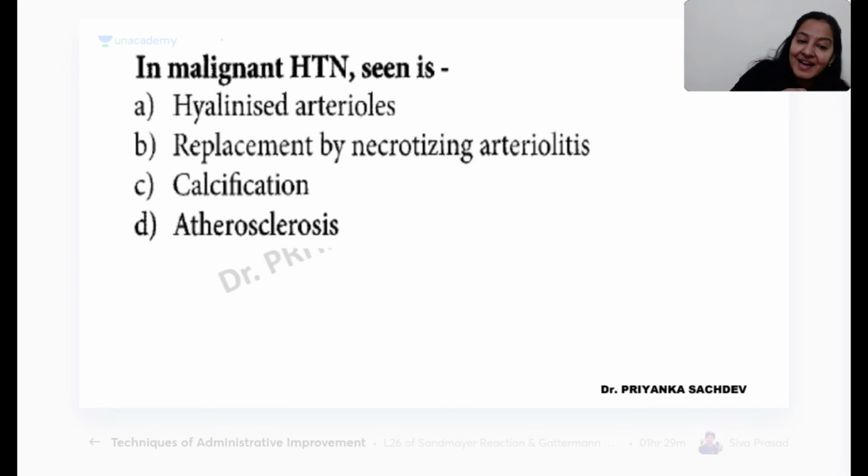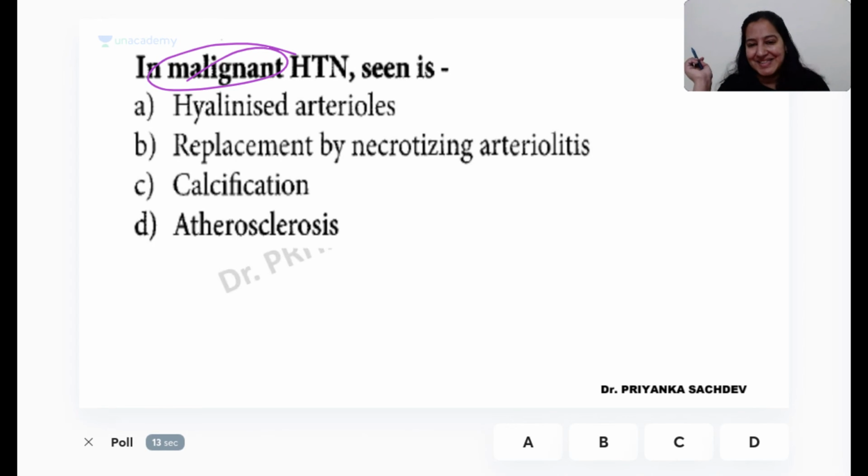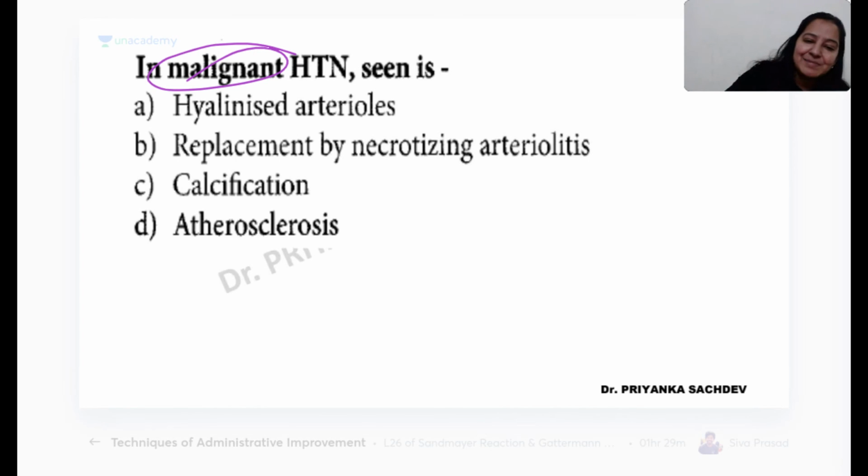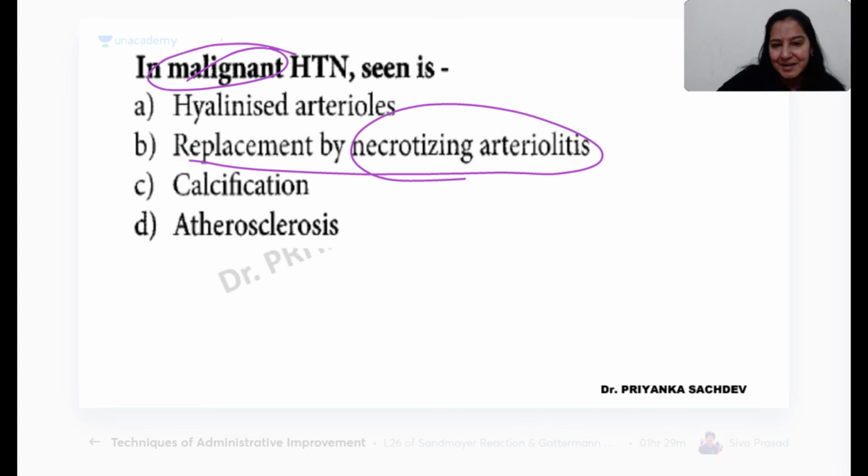So this is the next question. In malignant hypertension, what is the pathology? Just read the options and choose the most correct one. In malignant hypertension, what is seen? Yes, most of you are correct. I am happy you got my concept. So correct answer here is B, replacement by necrotizing arteriolitis in malignant one. Lakshmi, Arjun and Udit are first to answer.